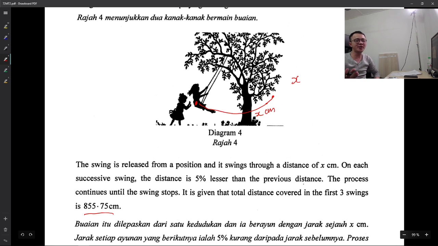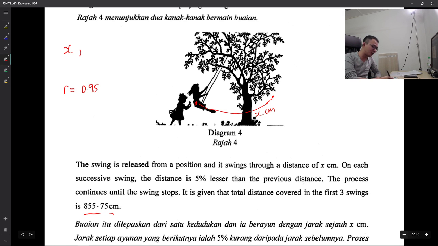Then the next swing is 5% less. So what does it mean by 5% less? It means r should be 0.95, right? Because 5% less, it will be left 95%. 95% is 95 over 100. So the r is 0.95.